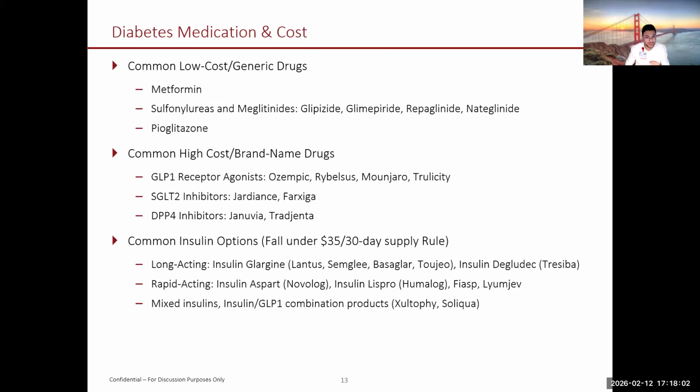When we think about high-cost drugs, we're thinking about brand name drugs. Most commonly, what we're thinking about is Ozempic or Mounjaro.